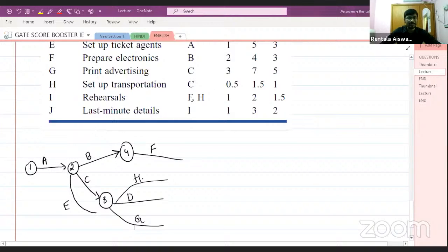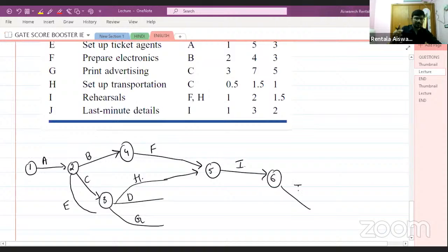So after completing F and H, whenever you are having two activities, as I said, join these two at a single node. So FH you can join at a single node. Let us say this is node number 5. After completing FH, I have to start activity I, and after completing I, I have to start activity J.